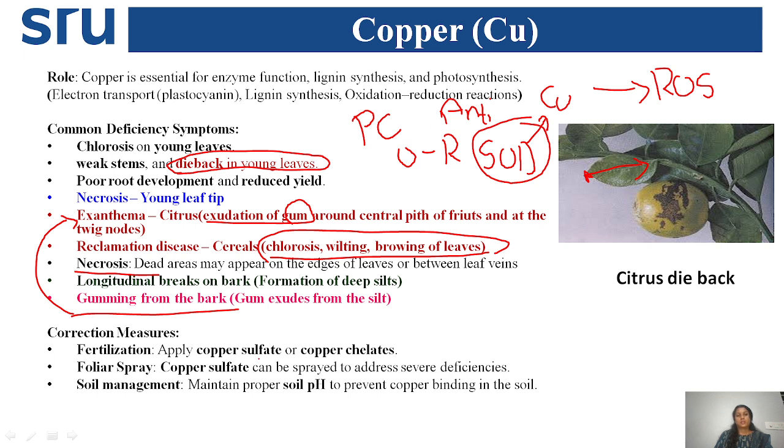As fertilizer, you can use copper sulfate or copper chelates. Copper's major role is that it is involved in antioxidants, and it is a component of plastocyanin during the electron transport chain, and it is majorly involved in oxidation and reduction reactions in plants.